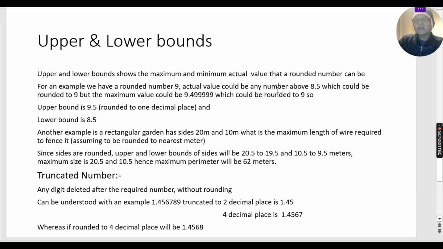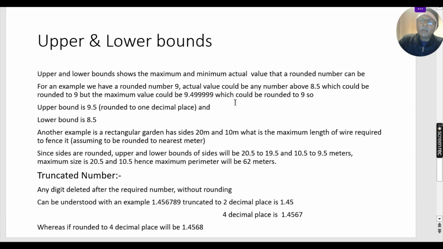Say if I take 8.5 and round it off to one digit, it will become 9. So the rounded value of 9 could start from 8.5. And what will be the maximum number? The maximum value of this rounded figure 9 could be 9.499999, or say 9.5 if we round it off to the first decimal place. So my value of rounded figure 9 could vary between 8.5 and 9.5.